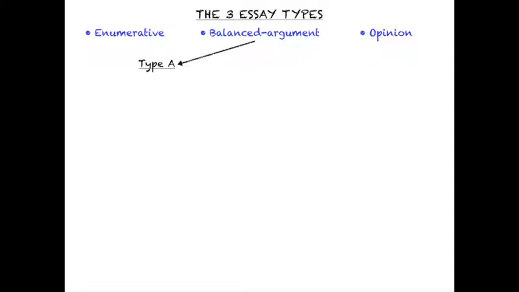That's type A. Basically what a type A balanced argument essay is, is that they're given a so-called set of views, typically opposing. If they can remember, these are marked by words like some people believe in this view while others believe in another kind of view. And their job in this essay is to discuss both these views and present their own take on the issue.